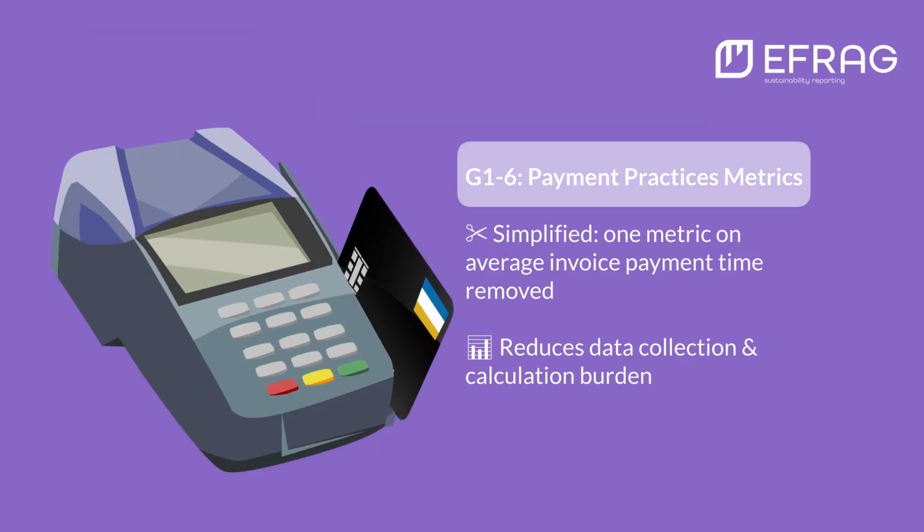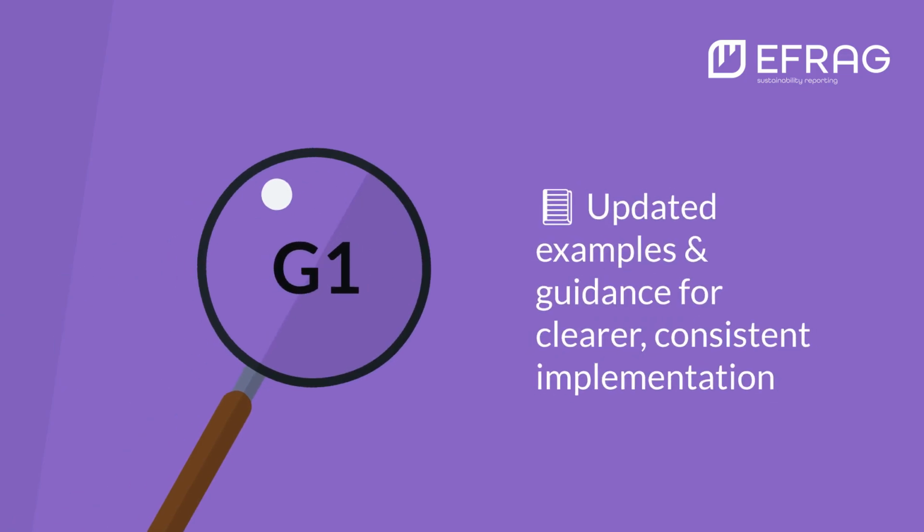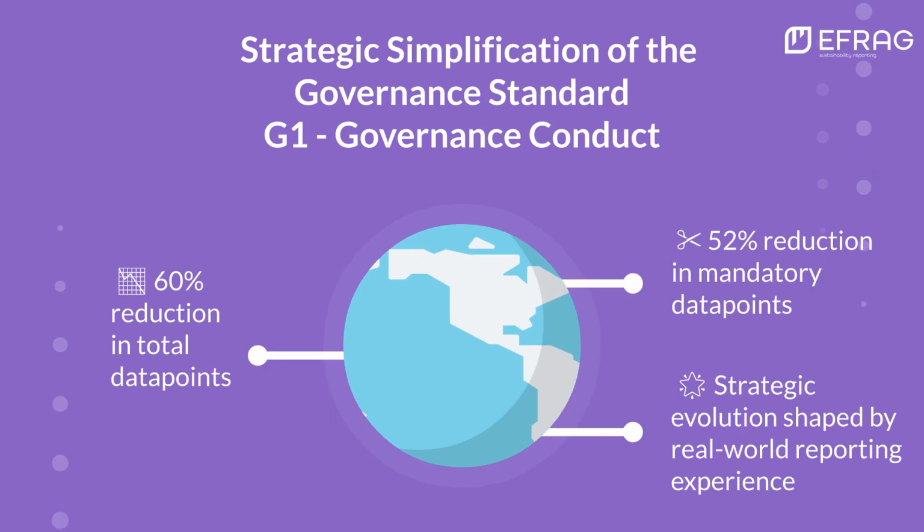Finally, on G1.6, metrics in relation to payment practices. This disclosure has been simplified by eliminating one of the existing metrics on the average time to pay an invoice. The change is aimed at reducing the burden of data collection and calculation for companies. Across the G1 ESRS, updated examples and additional guidance have been added, all designed to support clearer, more consistent implementation of the disclosure requirements.